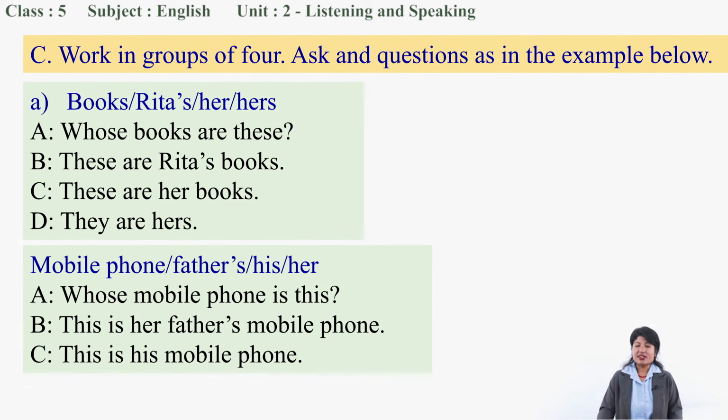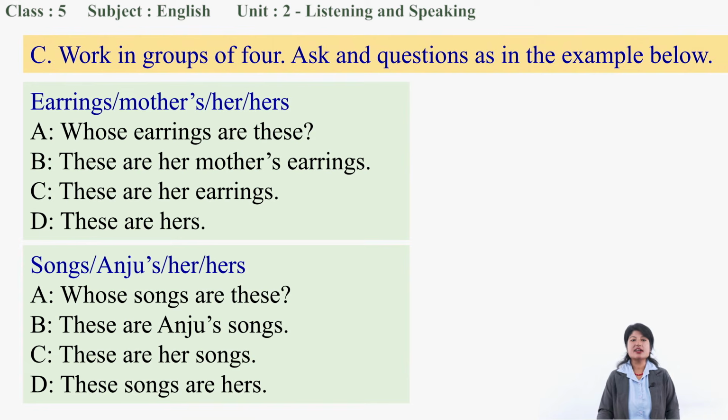And then now let's make a dialogue for mobile phone, father's, his, her. Okay, whose mobile phone is this? B. This is her father's mobile phone. This is his mobile phone. His means her father. Right? Okay, let's go to the next clue. What clues are there? Earrings, mother's, her, and hers.